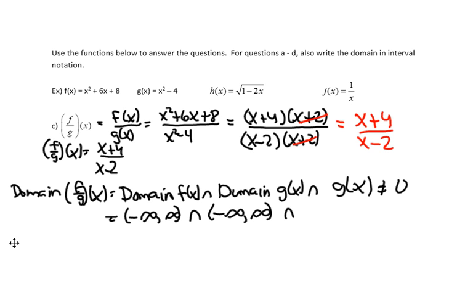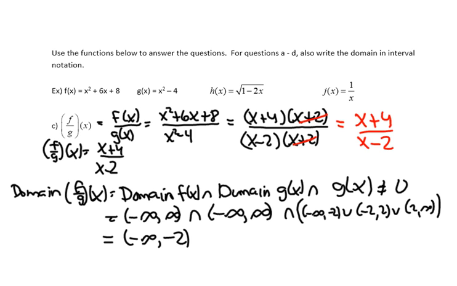Now, in the original problem, g of x is on the bottom, that's x squared minus 4. Well, we know that x cannot equal 2 and negative 2. So I'll write this in interval notation. That's telling me I cannot include 2 and I cannot include negative 2. So my final domain for this is all real numbers except, again, negative 2 and positive 2.